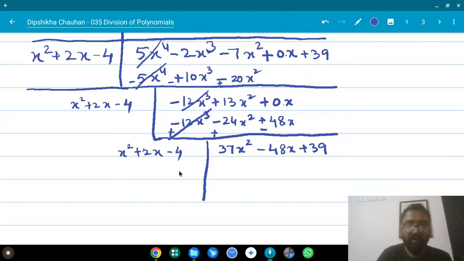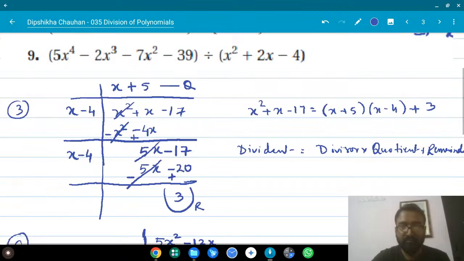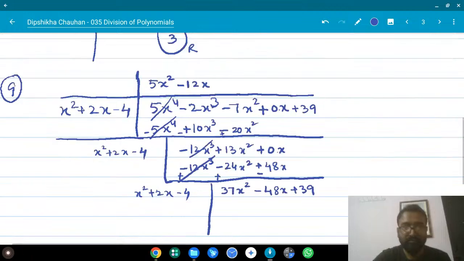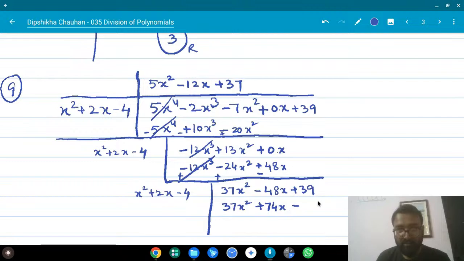So what we have to do now? How to get 37x square by x square? It is plus 37. Is it clear? It is 37x square. 37 times 2 is 74, plus 74x. 37 times 4 is 8, 2, 12, 14. Okay, so this is the case. It is minus minus plus.